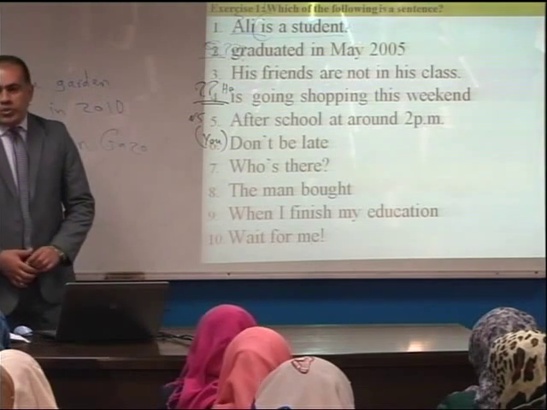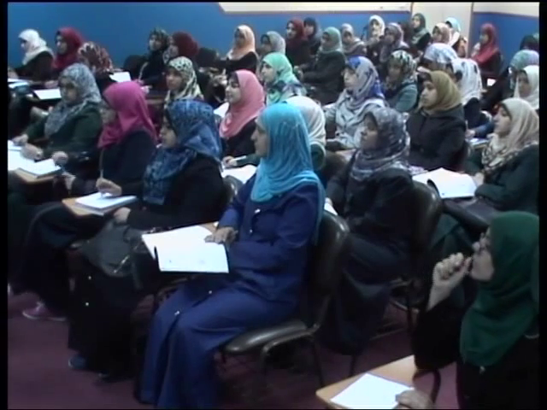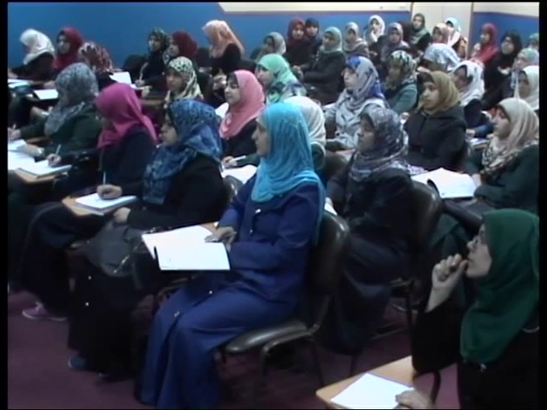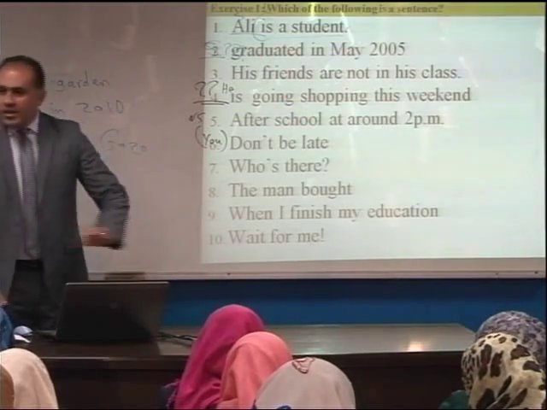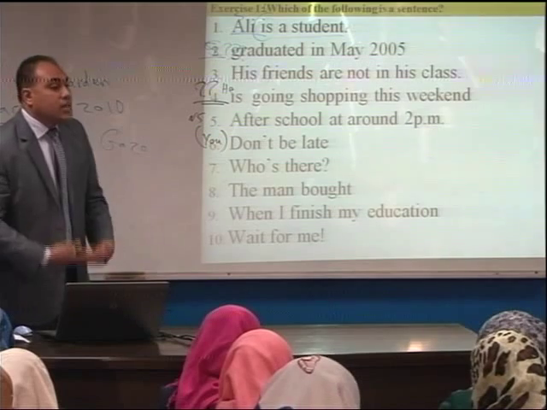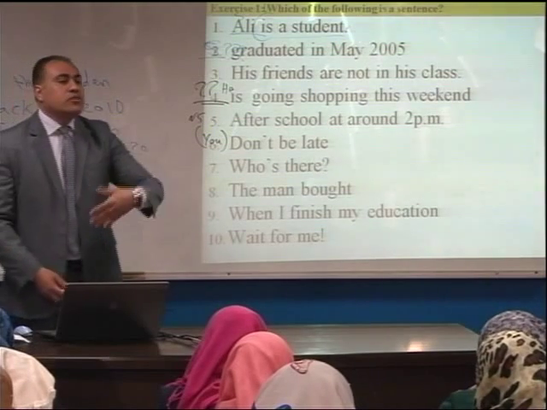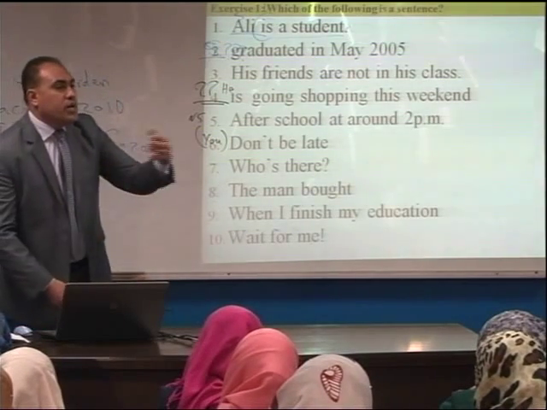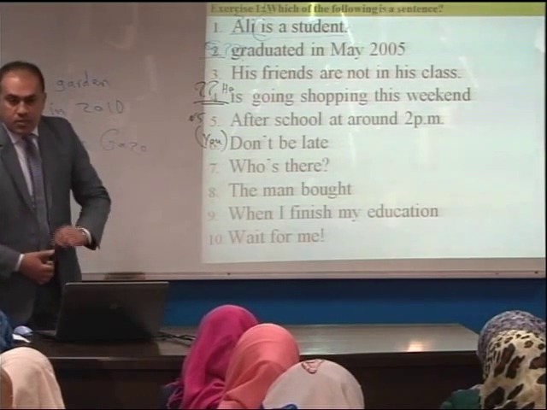The man bought. It is not a sentence. Why? It doesn't express a complete idea. Yes, I have a subject, the man. Yes, I have a verb, bought, but the meaning is not complete because bought is a kind of verb that must take an object. We call it a transitive verb. So the man bought it. The man bought a car. The man bought the house, and so on. So we cannot consider it a sentence.